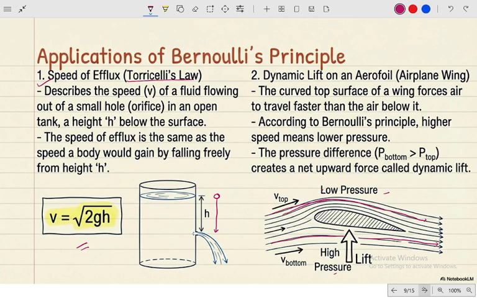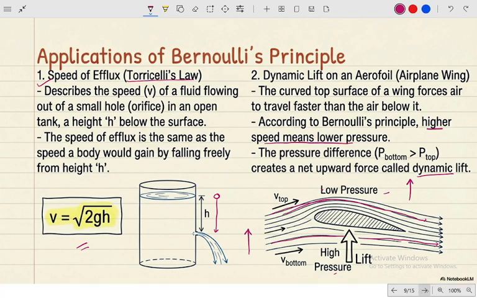So we know that pressure moves from high pressure to low pressure. That means the wing will be lifted upward. The curved top surface of the wing forces air to travel faster than the air below it. According to Bernoulli's principle, higher speed means lower pressure. You have to remember that higher speed means lower pressure. The pressure difference: P bottom is greater than P top. So it creates a net upward force called dynamic lift, and the wing is lifted up. So these are the applications of Bernoulli's principle: the speed of efflux, Torricelli's law, and dynamic lift.